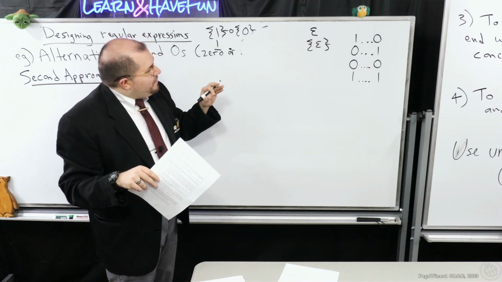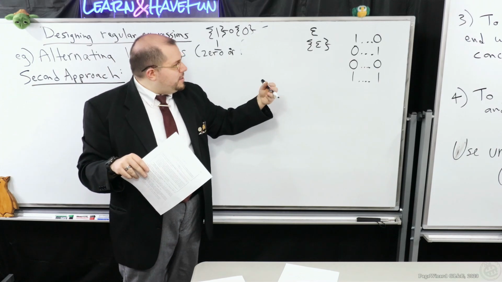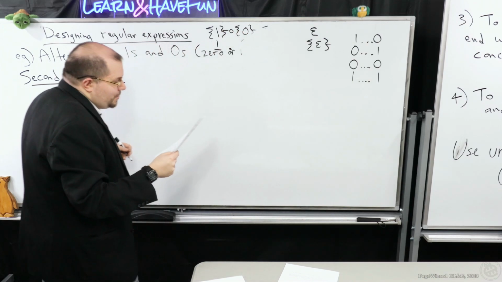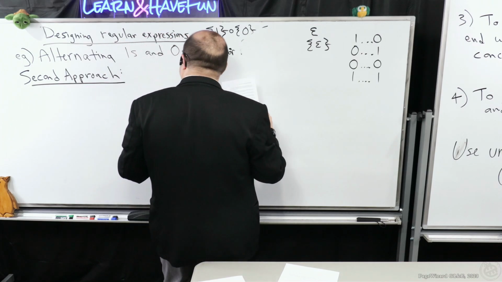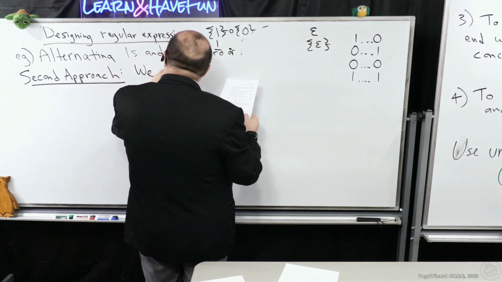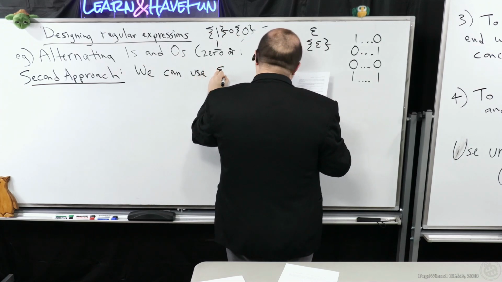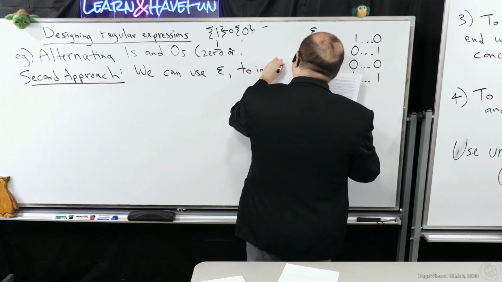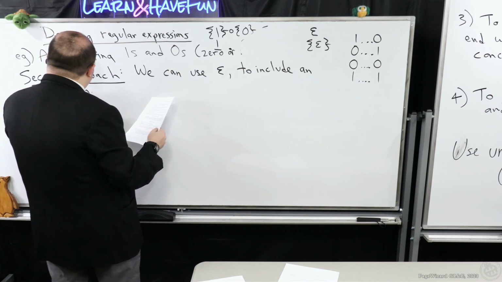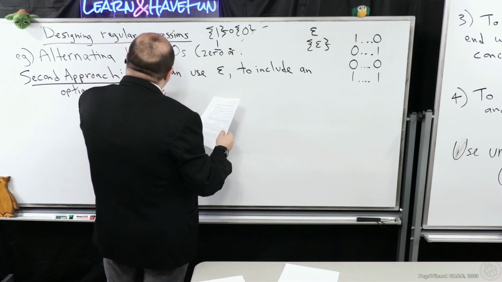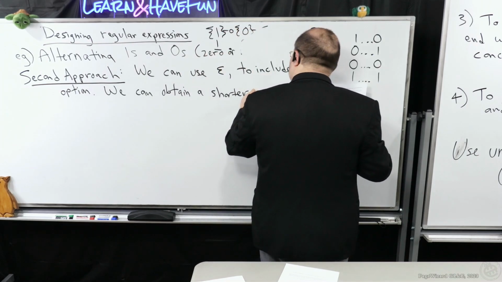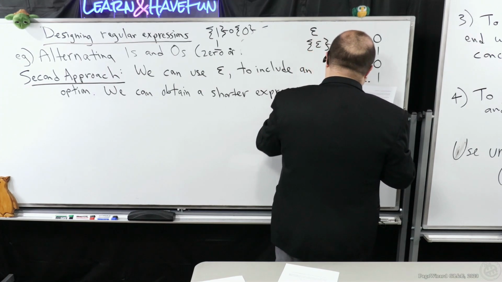Would it be nice if I could have some way of optionally fitting these 4 possibilities in the appropriate spots? So that's where we're going to go with this. So check this out. We can use epsilon to include an option. To include an option. So we can obtain a shorter expression. So let me carefully think about this with you.